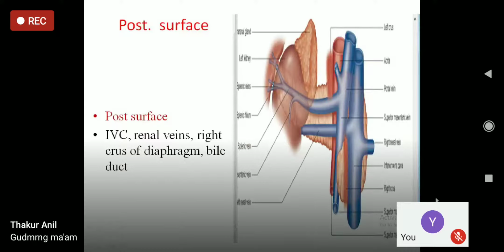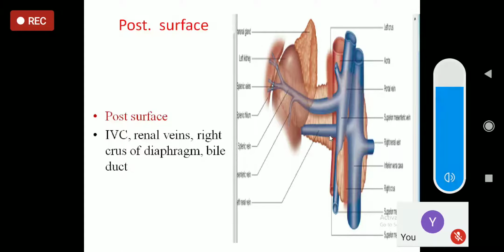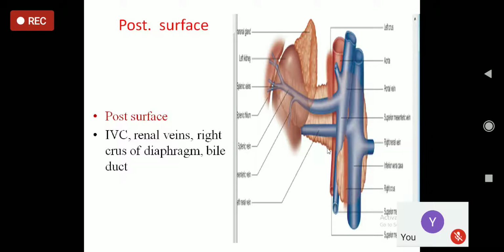The posterior surface of the head is related with the inferior vena cava. So this is the inferior vena cava, the renal veins, the right crus of the diaphragm, and the bile duct. So they are the posterior relations of the head of the pancreas. So the inferior vena cava, renal veins, right crus of the diaphragm and bile duct are in the posterior aspect of the head of the pancreas.